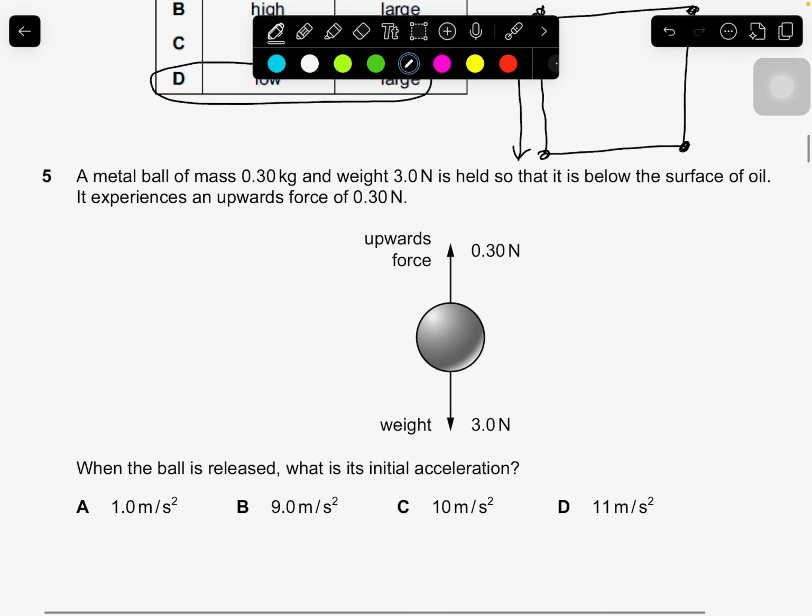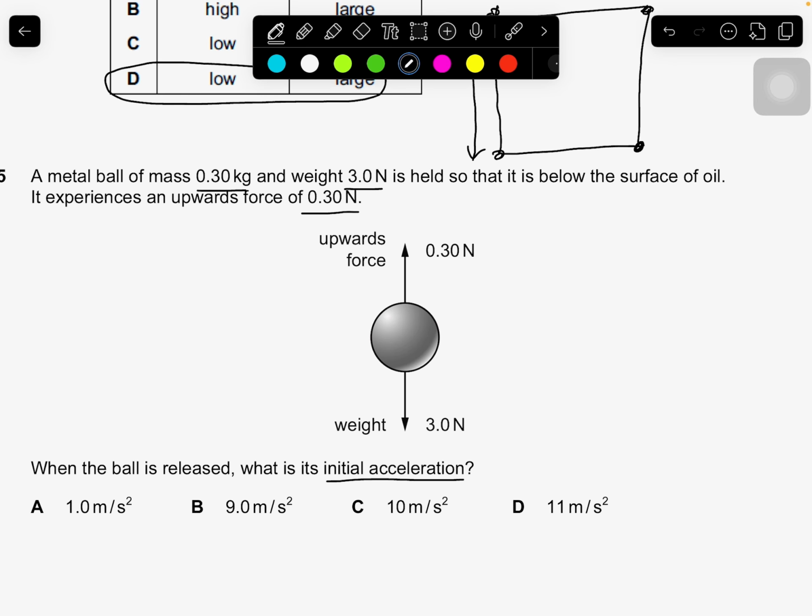Question number 5. A metal ball of mass 0.3 kilograms and weight 3 newtons is held so that it's below the surface of oil. It experiences an upward force of 0.3 newtons. When the ball is released, what's its initial acceleration? So you have a metal ball, its mass is 0.30 kilograms, and its weight is 3 newtons. Okay, so the weight of the ball is 3 newtons.